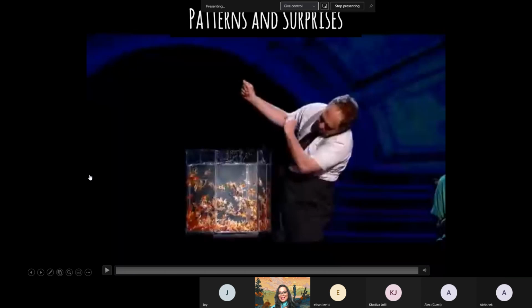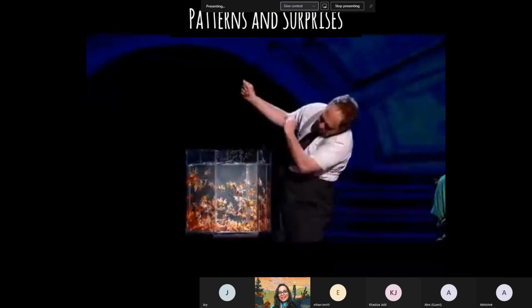So how did that happen? Teller, a famous magician, is setting the causal relations first. Like if you do A, then B happens. If you put your water in the tank, you can get a coin out. And that relation is set.